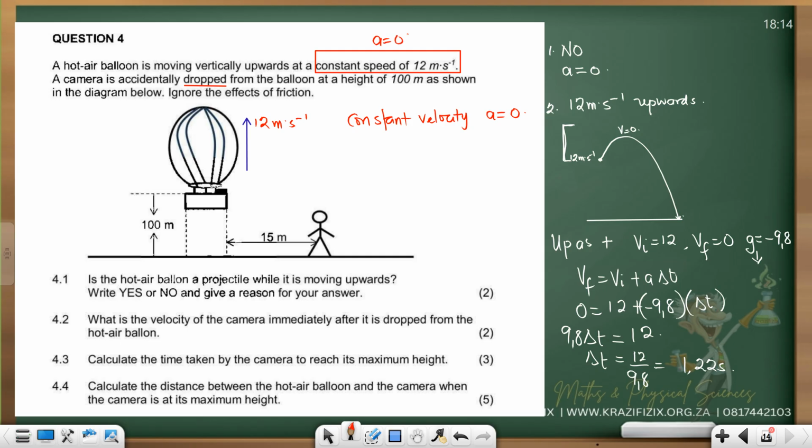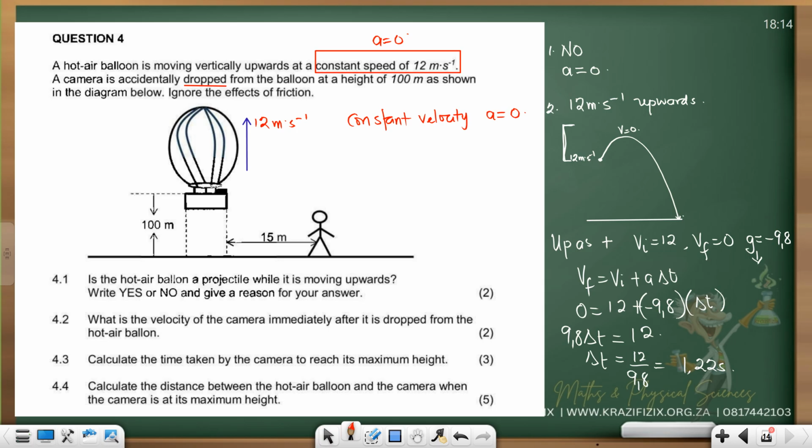But where's the camera? The camera is out of the hot air balloon. When the camera was in the hot air balloon, the camera wasn't a projectile. It only became a projectile when it left the hot air balloon. Are we okay? Yes, that 0 was only for the hot air balloon. We awesome now? Awesome, great question, I love it.